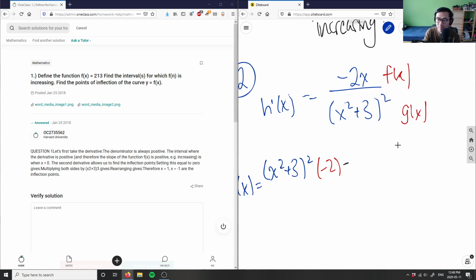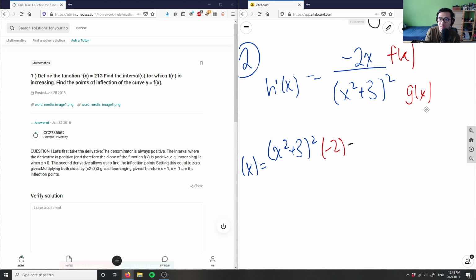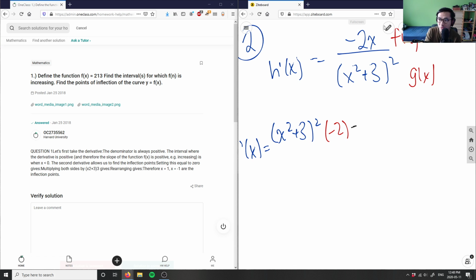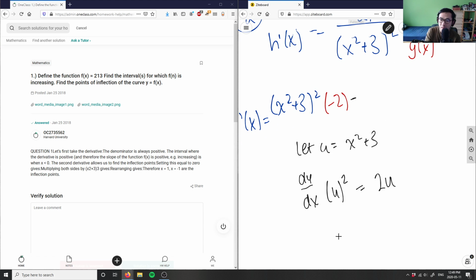I might have to use the chain rule. This is actually a complex question because it's a chain rule within a quotient rule problem. So let u equal x squared plus 3. Therefore, I'm taking the derivative of u squared, which would equal 2 times u, which is simply 2 times x squared plus 3 times the derivative of the inside, which is 2x. So I think this is actually correct. I did the derivative correctly.